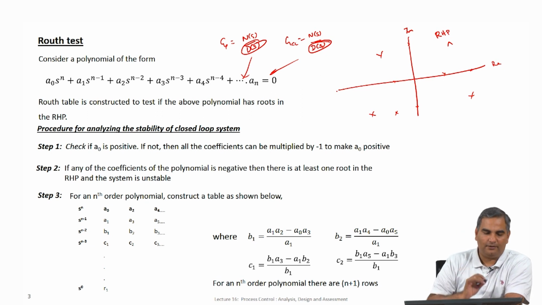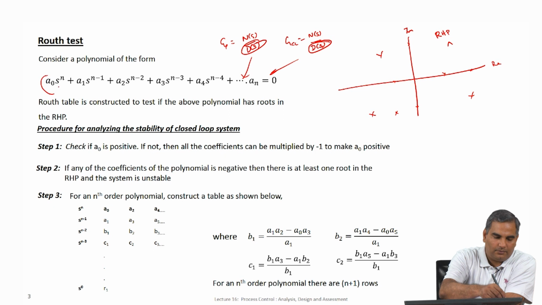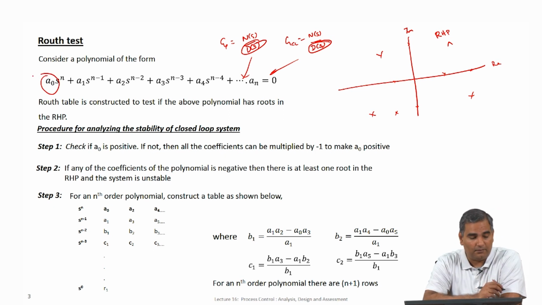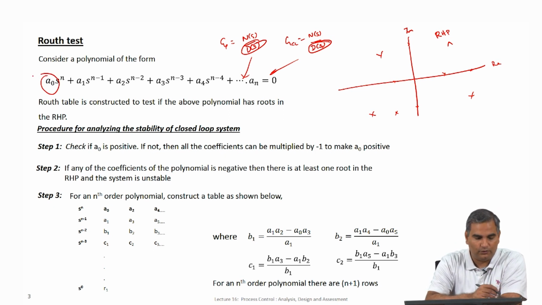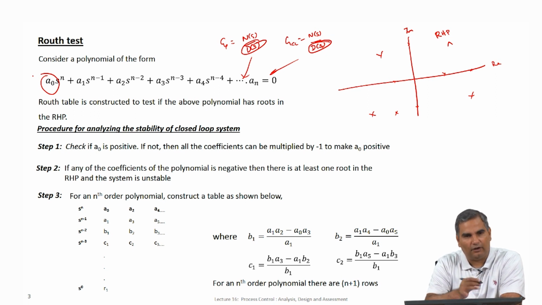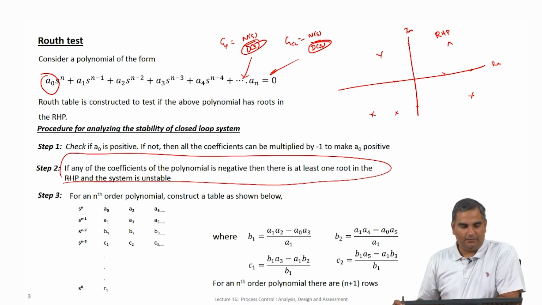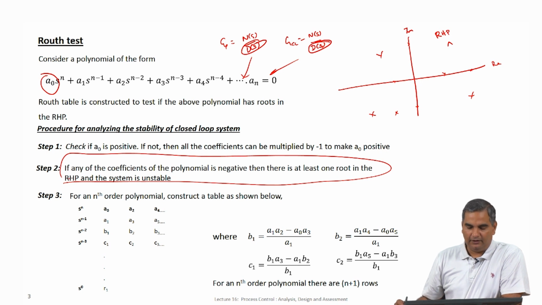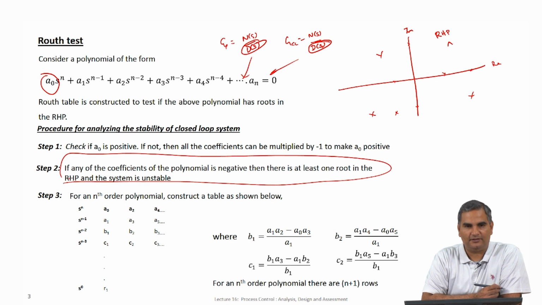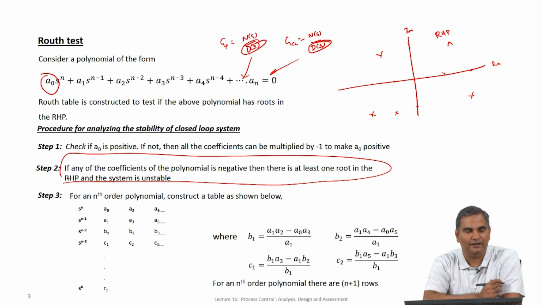Okay. So, the very first step is you should check whether A naught is positive. Now, if A naught is not positive, then what you do is multiply the whole equation by -1 and make A naught positive. So, the first thing is that you can always make A naught positive, which is something you should know. Once you have a positive A naught, then if even one coefficient in the polynomial is negative, you are guaranteed that there is at least one root in the RHP and the system is unstable. Okay. So, you immediately know that the system is unstable. So, this is the first result.